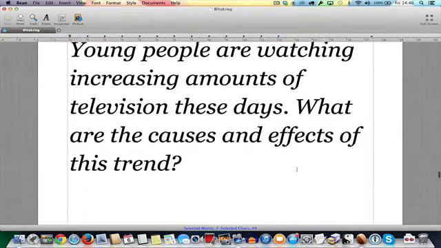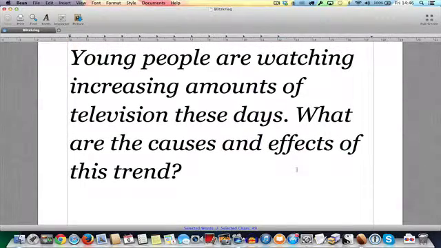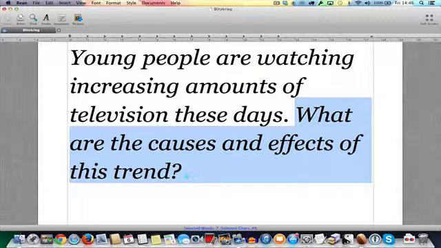Now in this version of the question we have, young people are watching increasing amounts of television these days. What are the causes and effects of this trend? So the instruction words in this version of the question require you to declare and prove, or discuss and conclude, the causes of increasing television consumption among young people and the effects this increase has.